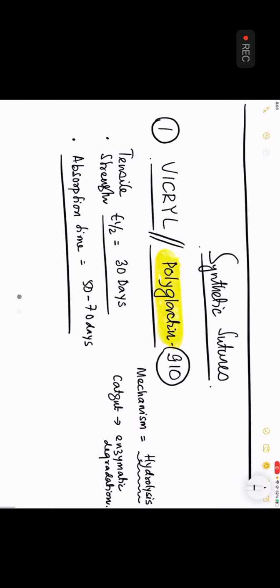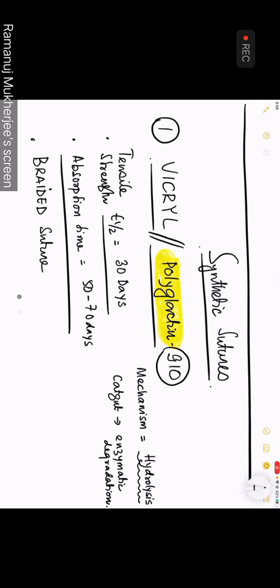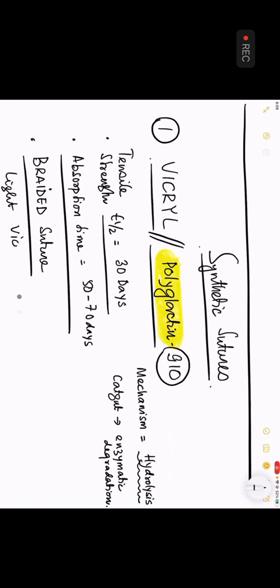Now, what is important in Vicryl is that Vicryl is a braided suture, which is stained light violet. So the color of a Vicryl suture is light violet in color. You are going to see that. Though there is an undyed Vicryl also, you are not required to know that. The use of a Vicryl suture is enormous.